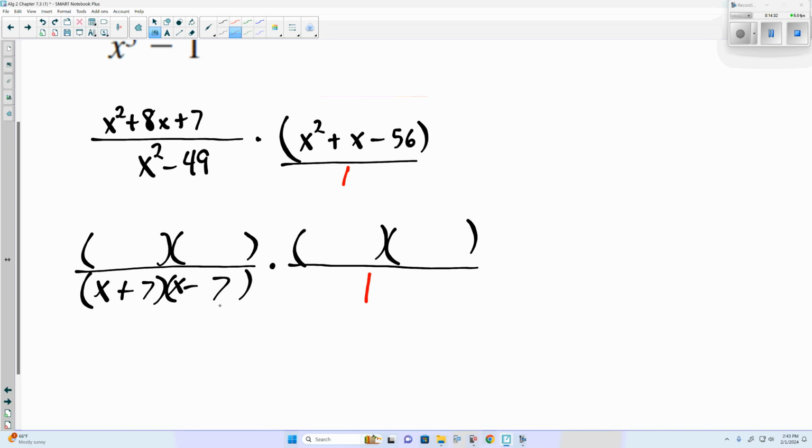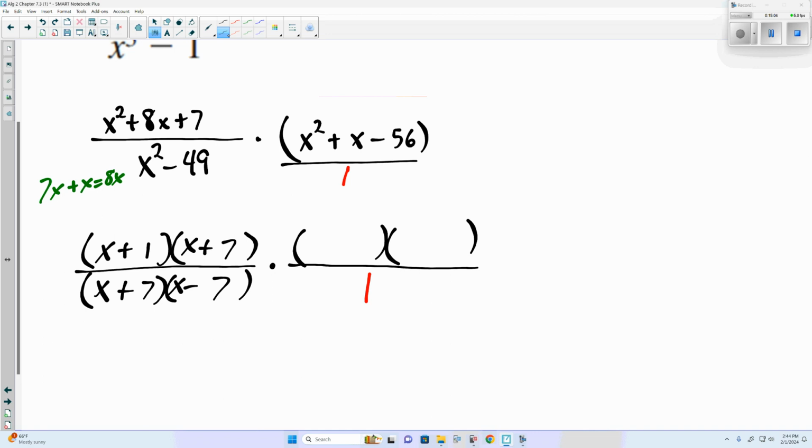X squared plus 8x plus 7. Since the third term is positive, the signs are the same and match the sign of the middle term, which would be plus and plus. Factors of x squared are x and x. Factors of 7 are 1 and 7. Now we could check this here. X times 7 would be 7x. 1 times x is x, which does give us the middle term of 8x.